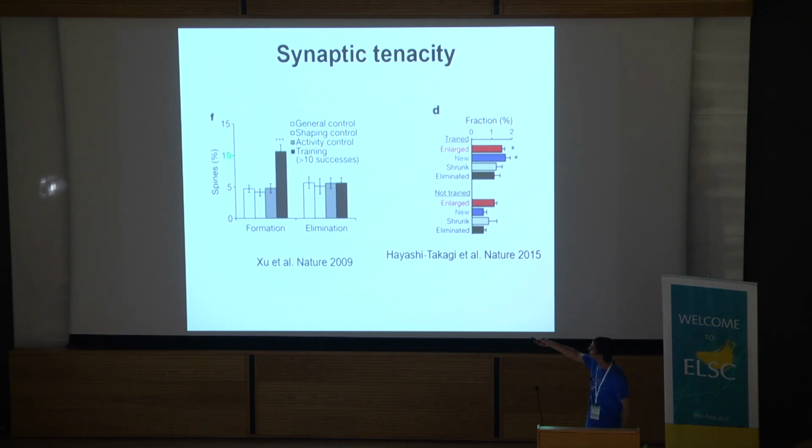So yes, 10% of this is formation of spines in the training case, but also 5% in the no training case, right? And also here, yes, in the trained you see there's more enlarged spines and there are significant differences, but this is also significantly different from 0. So even if we don't have activity or learning, we still have plasticity.